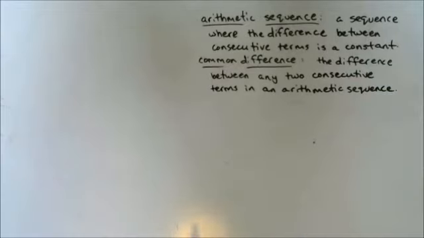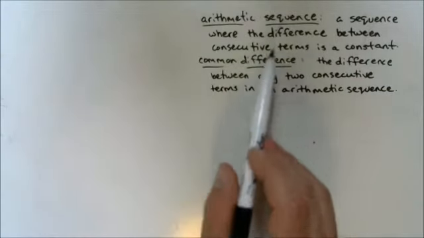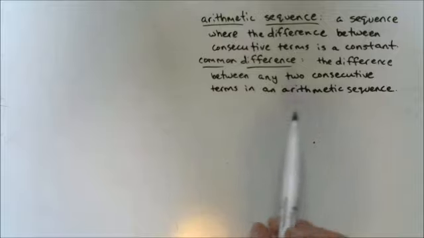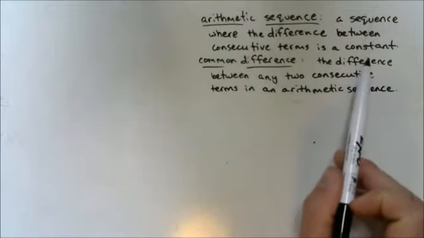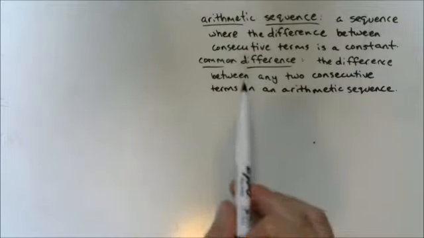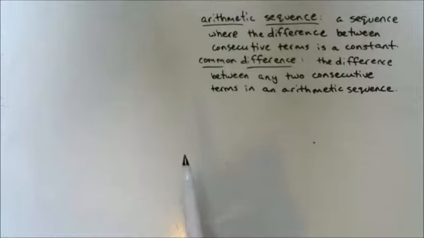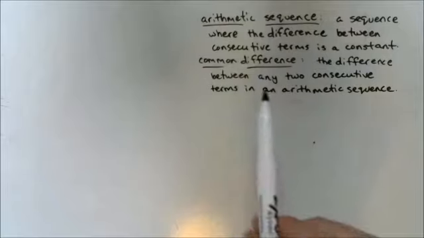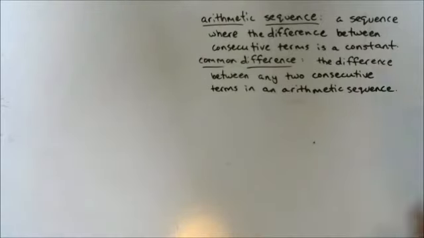These definitions go hand in hand. If it's an arithmetic sequence, it'll have a common difference. The difference between consecutive terms will be constant. If it has a common difference, it's an arithmetic sequence. If it's not an arithmetic sequence, it won't have a common difference. If it doesn't have a common difference, it's not an arithmetic sequence. So we will dig into a few examples and see if we can discover what's going on here.